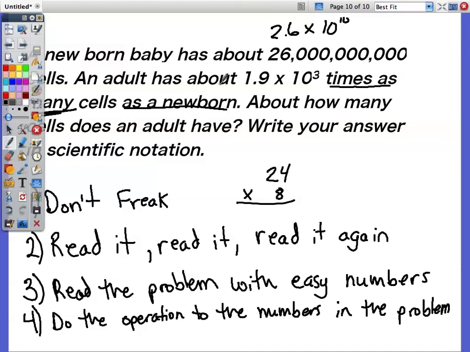However, the biggest issue that kids have with this is not the math. You guys know how to multiply, divide, add, and subtract numbers in scientific notation. The biggest struggle is figuring out what to do. And so if you hide the hard numbers, if you hide the things that are scary, use easy numbers, figure out what you would do with the easy numbers, and then do that exact same thing with the hard numbers, you'll do well.